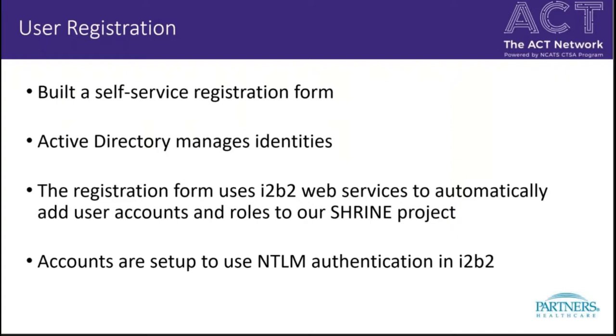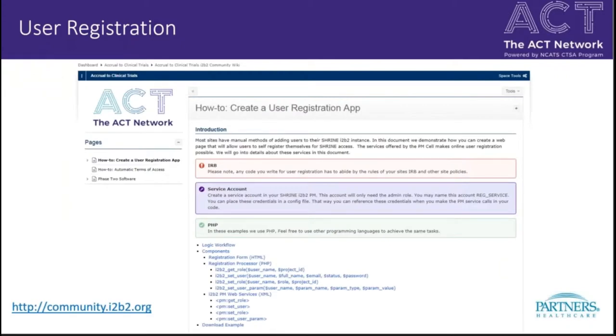Partners uses Active Directory to manage users. The registration form that we built utilizes i2b2 web services exclusively, so it's truly a self-service process, and so user accounts and their roles and their user parameters, all those things are automatically added into our i2b2 project manager itself. If you want to do this at your site or think about it, we wrote a little user guide on the community wiki about how to create a user registration app. And so this has working code in there just to show how the web service is interacting with the PM.